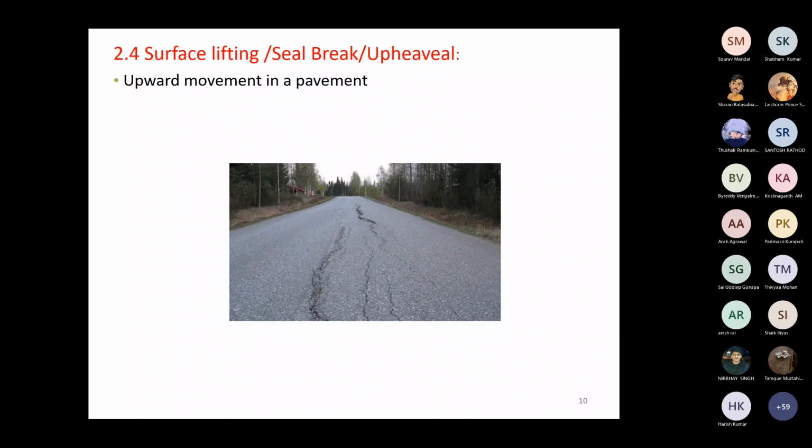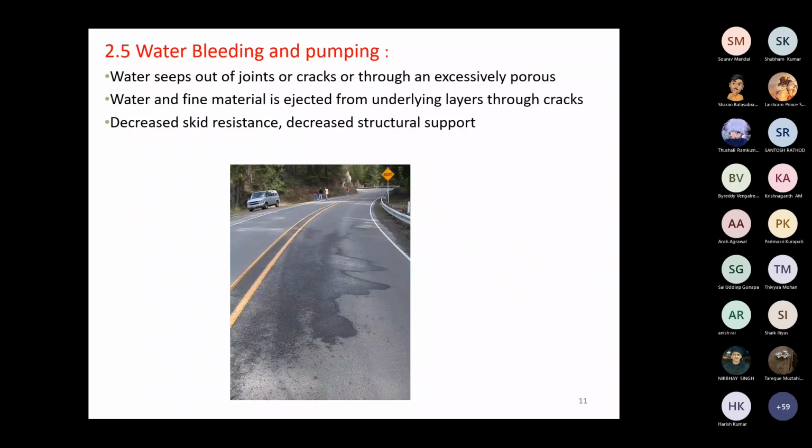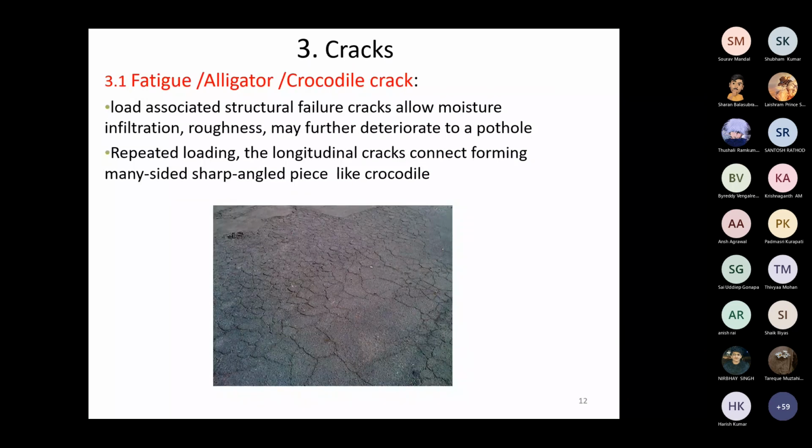Surface lifting, seal break or upheaval is the upward movement of the pavement. Water bleeding and pumping through the joints or cracks along with the water. If fine particles or materials are removed, then it's called pumping.